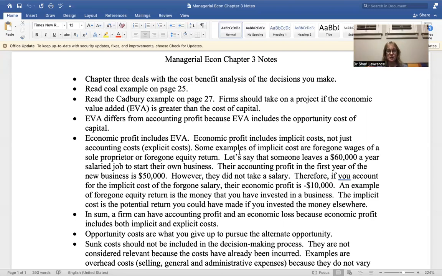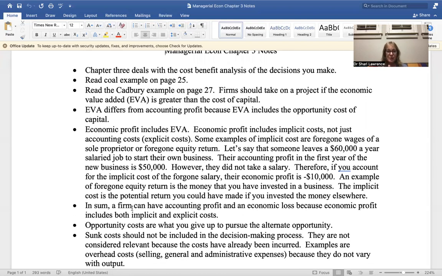So here's an example. Let's say someone leaves a $60,000 a year job, starts their own business. Their accounting profit in the first year of the new business is $50,000. However, they did not take a salary. Therefore, when you account for the implicit costs of the foregone wages, they've actually have an economic loss of $10,000. Another example, as I mentioned before, is the foregone equity return. That's the money you've invested in a business. The implicit cost is the potential return you could make if you would have invested the money somewhere else. So to sum all this up, a firm can have accounting profit and an economic loss because economic profit includes both implicit and explicit costs.